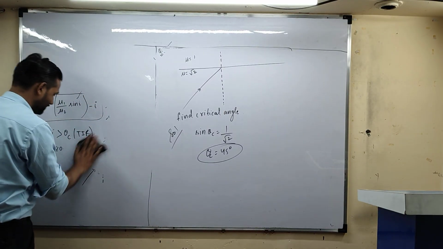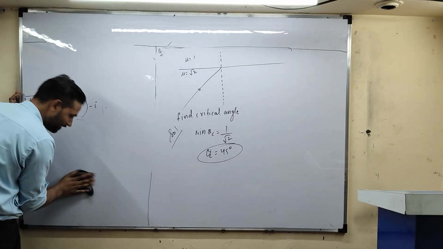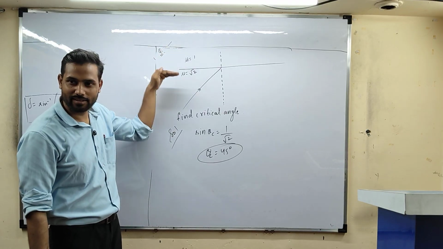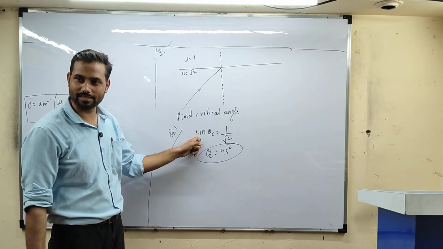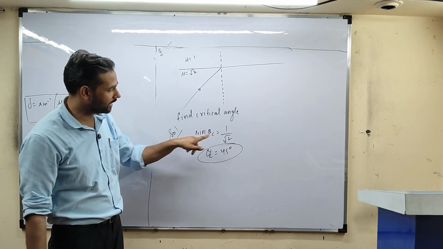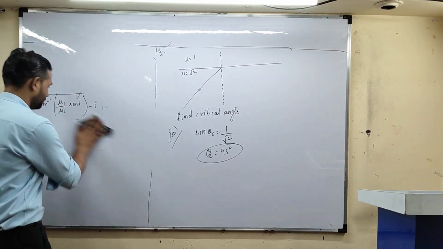Prachi, have you understood the question or not? This one, very simple. Rarer, denser, sine theta c. Critical angle is nothing but this one. Sine, 1 by root 2, sine 45 degree.